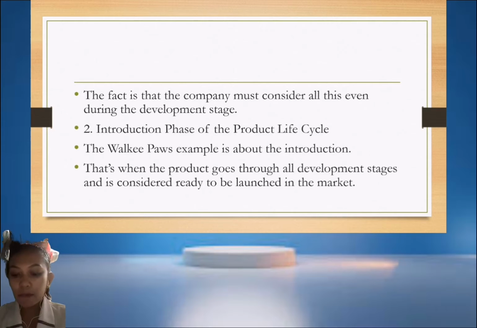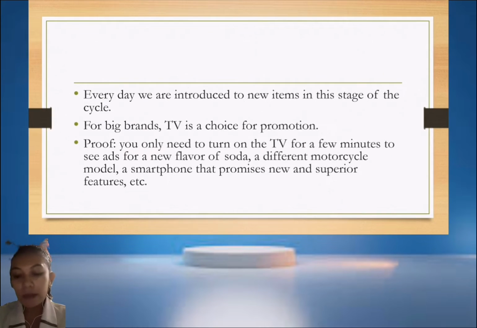Second is the introduction phase of the product life cycle. The Walkie Paws example is about the introduction. That's when the product goes through all development stages and is considered ready to be launched in the market. Every day we are introduced to new items in this stage of the cycle. For big brands, TV is a choice of promotion. Proof: you only need to turn on the TV for a few minutes to see ads for a new flavor of soda, different motorcycle models, smartphones with promises of new and superior features, etc.